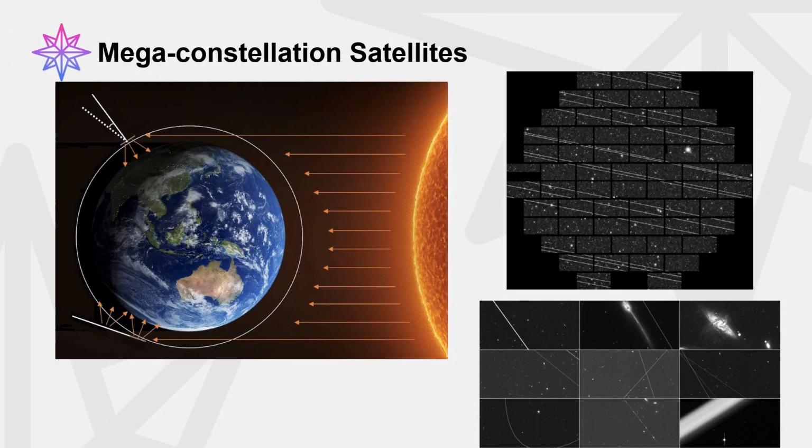Mega-constellation satellites have had non-negligible negative effect on optical astronomical observation. The data polluted by satellite constellation is more difficult to process and analyze, and some are even forced to be abandoned.